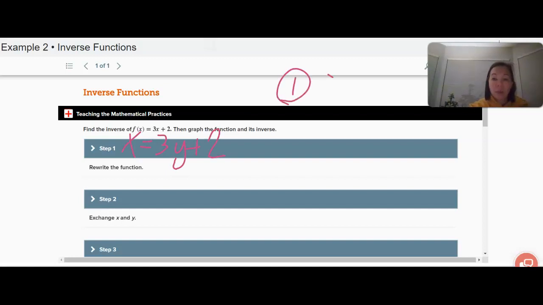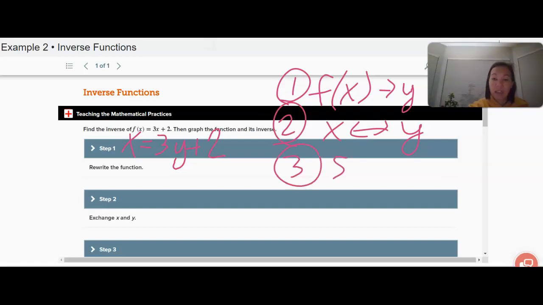We replace f of x with y, and then we swap x and y. So they will switch spots, and then solve for y, and these are the steps you'll use every single time you're finding an inverse. Solve for y means get y by itself. So I want y alone.